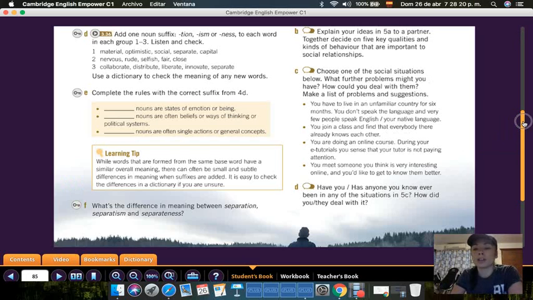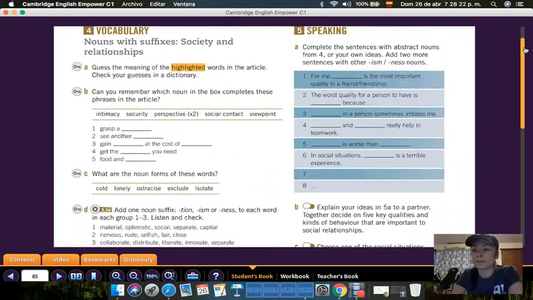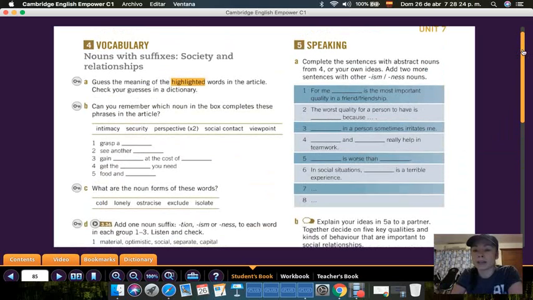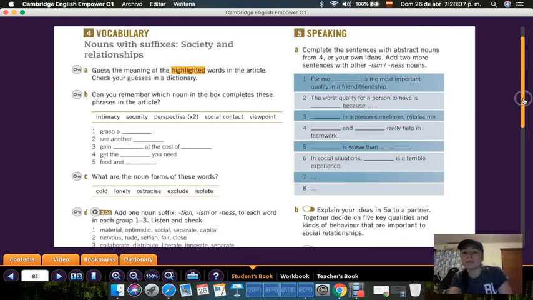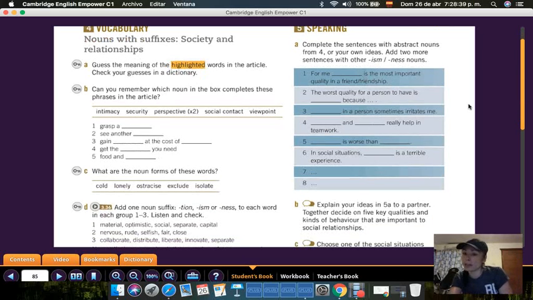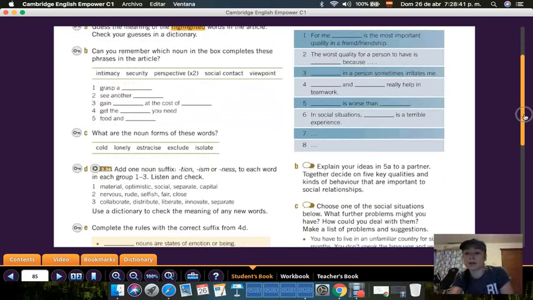And let's go a little bit right here above where it says speaking. Now complete the sentences with abstract nouns from the box or your own ideas. Add two more sentences with other ism or ness nouns. In this case, it's going to be your own answers. You can choose any you want. You just write them down.